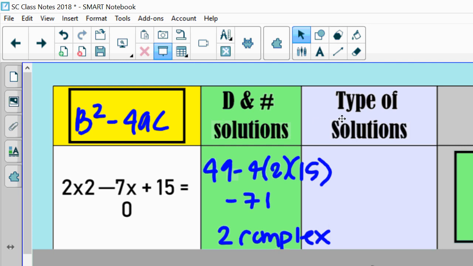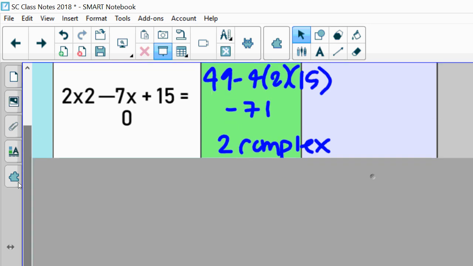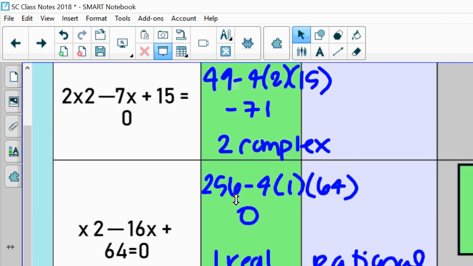If I then plug that into the quadratic formula to find the solutions, that would give me 7 plus or minus the square root of -71 all over 4. Because we do not know how to take the square root of a -71 at this point, I'm going to leave it in that format. The second example I would plug in would give me 256 minus 4 times 1 times 64 for the b squared minus 4ac, which turns out to be 0.